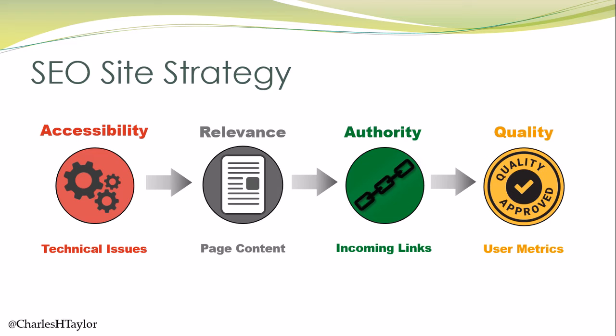All SEO site strategy should incorporate 4 pillars: accessibility, relevance, authority, and quality. For this series, we're going to be focusing on the relevance pillar. This regards the page content or your site content.